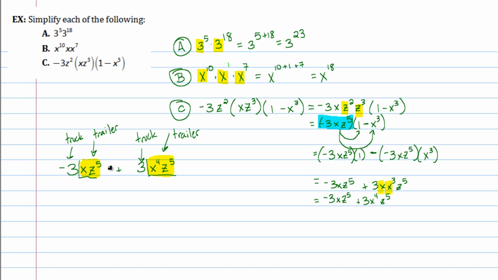If the trailers are exactly the same, and you had, let's say, 5 times x z to the fifth here and 3 times x z to the fifth there, you can say, I have 5 of these trailers plus another 3 of these trailers, so altogether I have 8 of those very same trailers. But in this case, these two trailers are not exactly the same, so these are unlike terms. You cannot add these up because they're not exactly the same. They differ by a few powers of x.